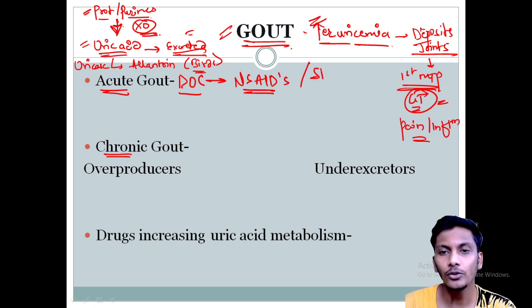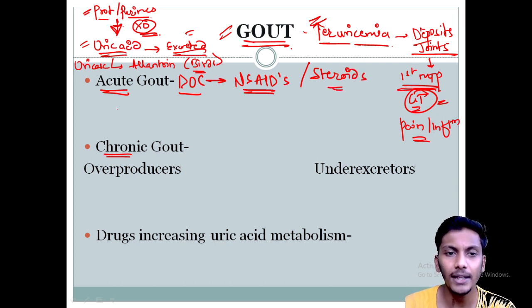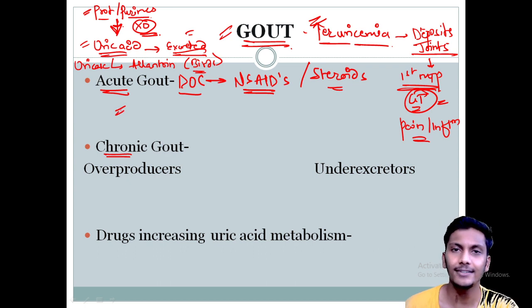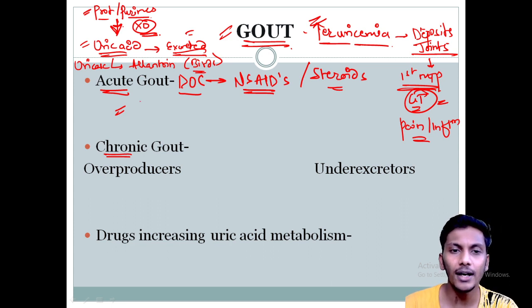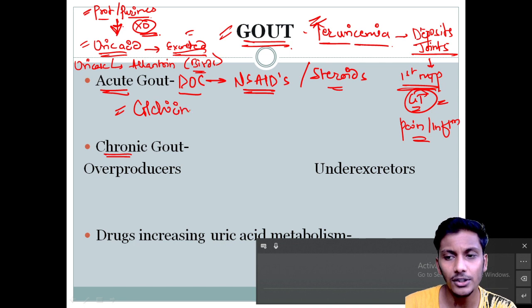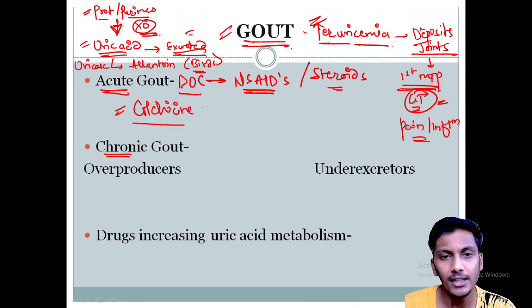We can also use steroids, but the preferred choice would still remain NSAIDs. But if the patient is still complaining of pain even after giving NSAIDs or using steroids, then we need to move on to a better drug, known as colchicine. Please remember, colchicine is a very important drug that we have, and it is the most effective drug in gout.